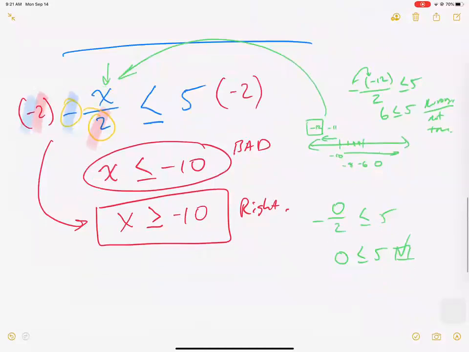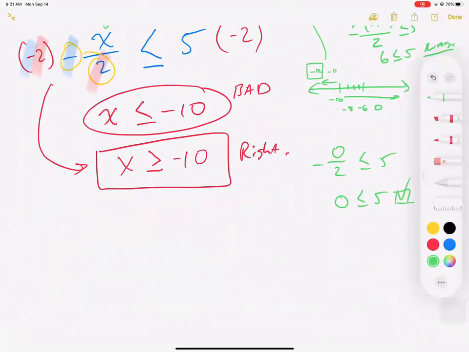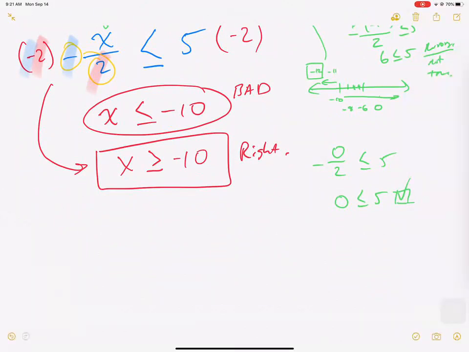Let's do one more as a practice, similar to this. So you can always double check your answer if you're not sure, but the big takeaway is if I multiply across or divide across by a negative, you must remember to flip that inequality. So here's my last one. Negative 2 over 3 x is greater than 8.